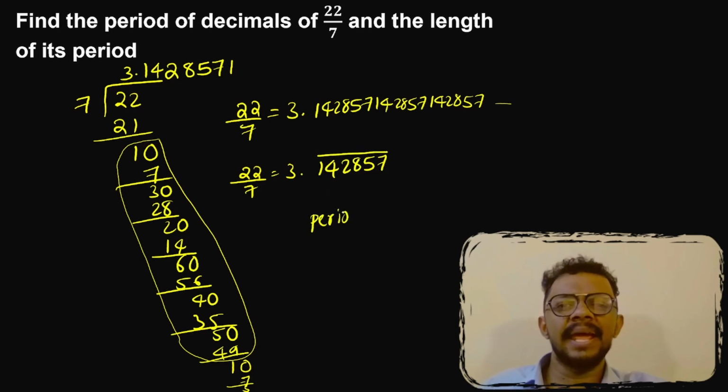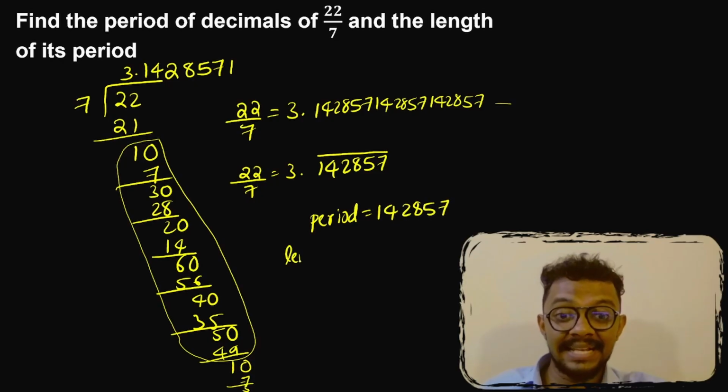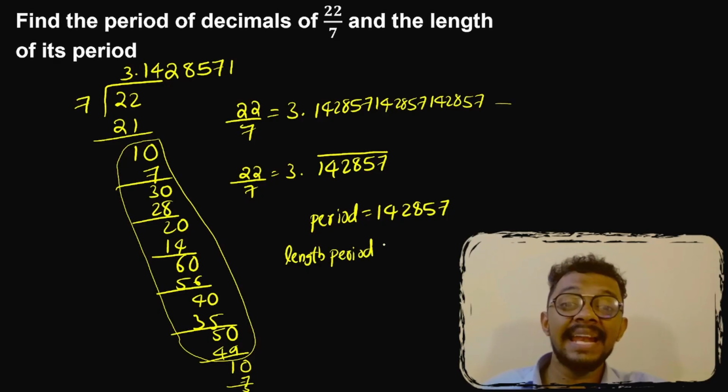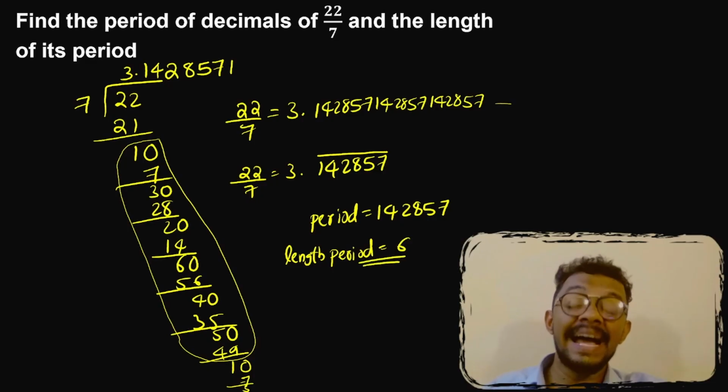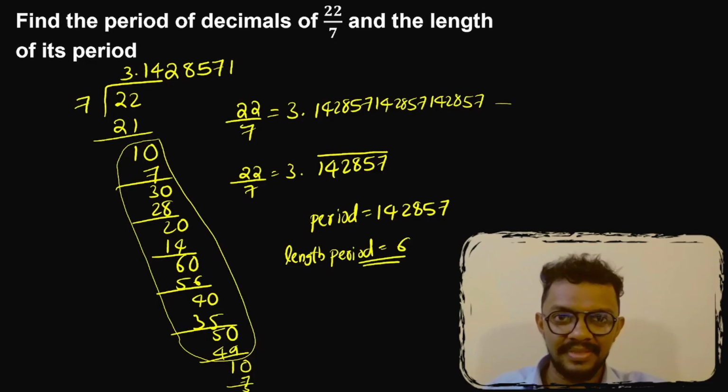Question, what is the period? The period is 142857. Question, what is the length of the period? The number of digits in a period is called the length of the period. 1, 2, 3, 4, 5, 6. The length of the period is 6.